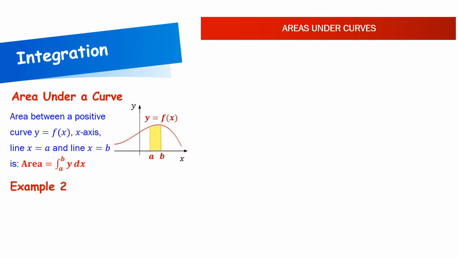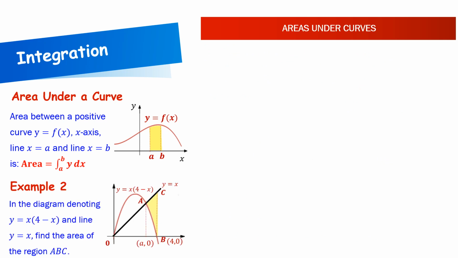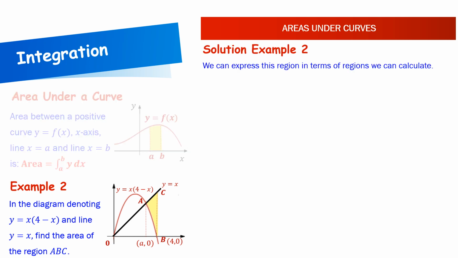Now let's take a look at another example. Pause the video and have a go. Press play when you're ready to view the solution. So let's solve this. In the diagram denoting y equals x times 4 minus x and the line y equals x, find the area of the region ABC.